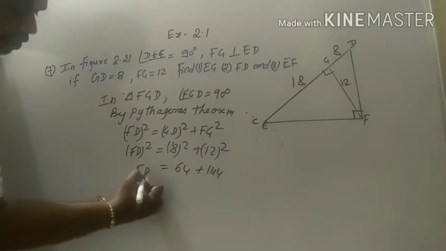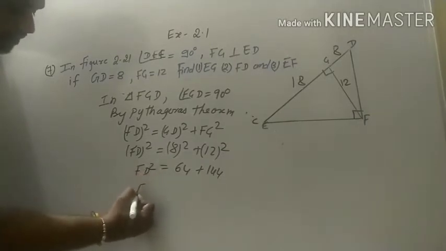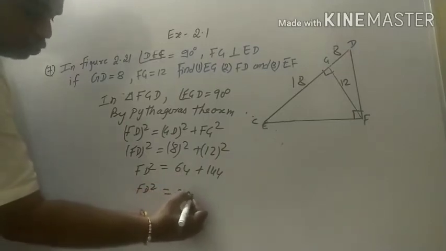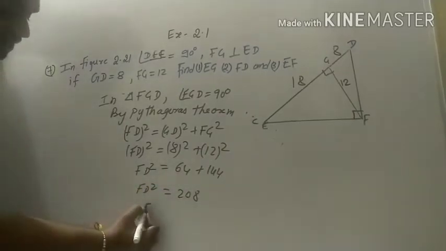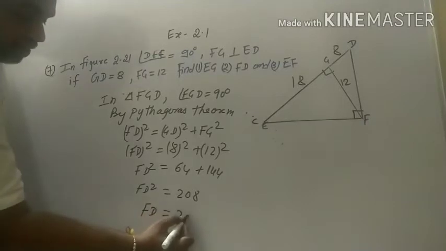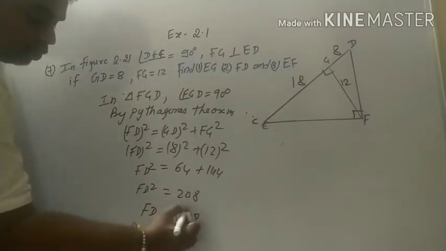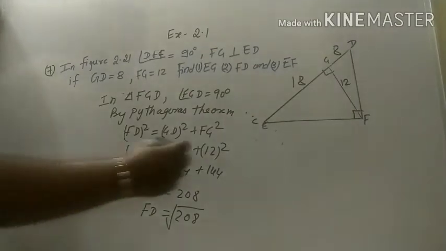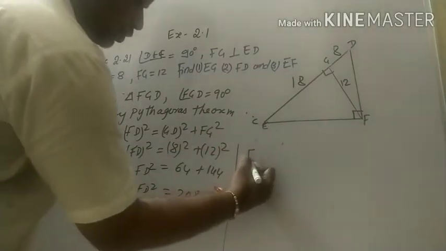FD square is equal to 64 plus 144, that is 208. Now FD is equal to root 208. How do we simplify root 208?